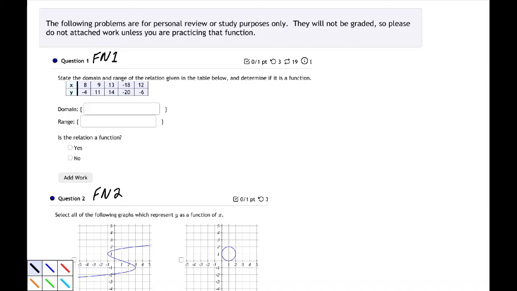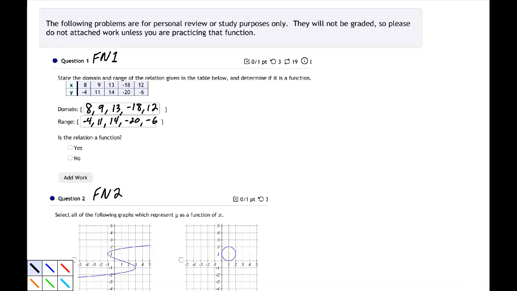So the domain is the set of all x values. I'm going to write down the x values as a set: the set containing 8, 9, 13, negative 18, 12. The one thing to remember is that we don't repeat values. If an x value shows up more than once, we don't include it more than once. And in the range, if a y value repeats, we don't write that twice either. So the y values here are negative 4, 11, 14, minus 20, minus 6.